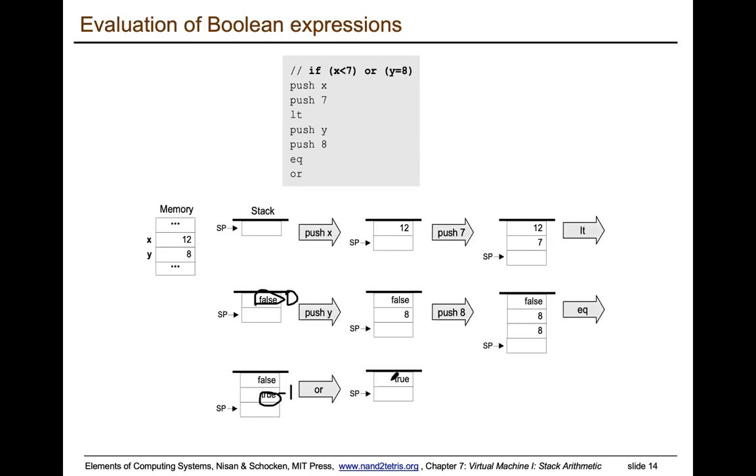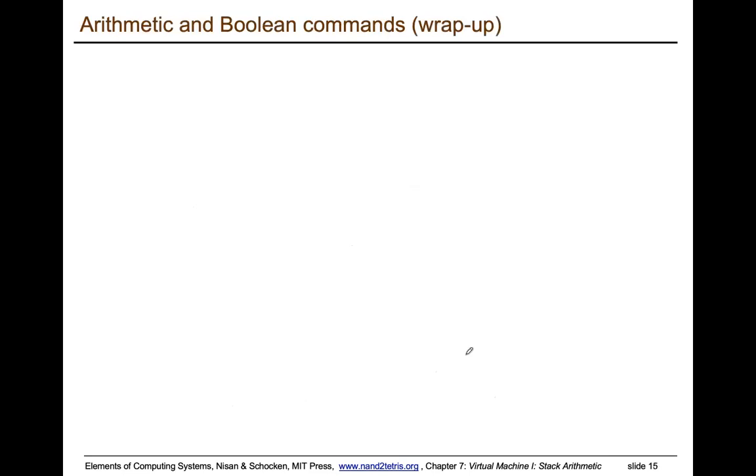If you do or, you add them up, it will be -1, right? If you do and, you multiply. False will be 0 and true will be -1. You multiply, it will be 0, right? So this is the same thing as doing arithmetic. That's why we say that our Boolean expression, actually we can treat the same as the arithmetic.